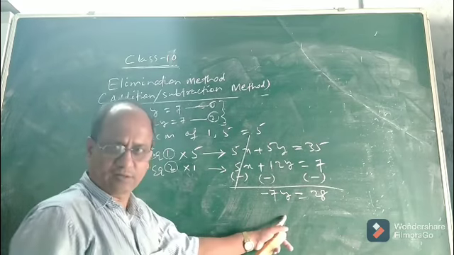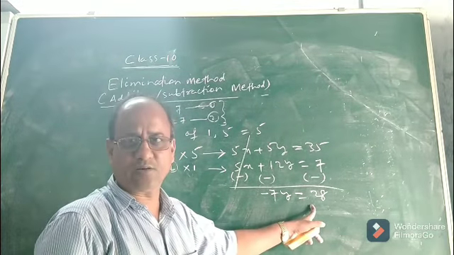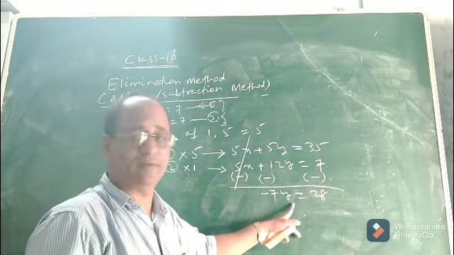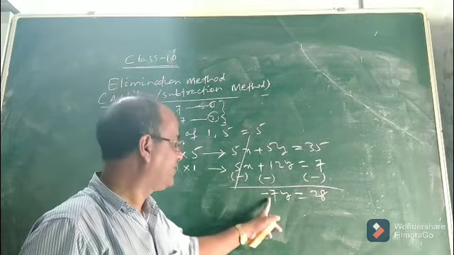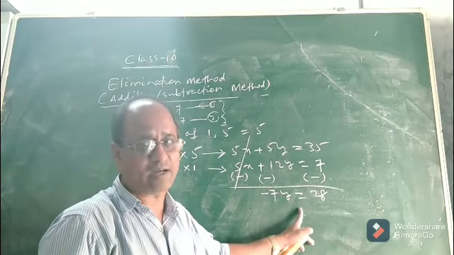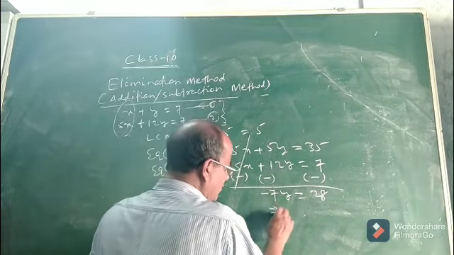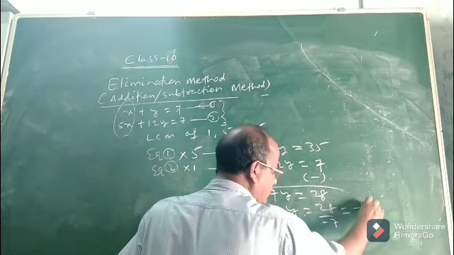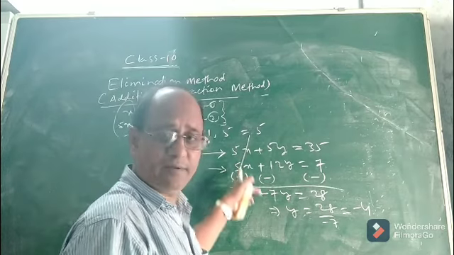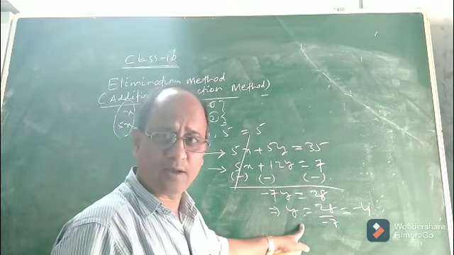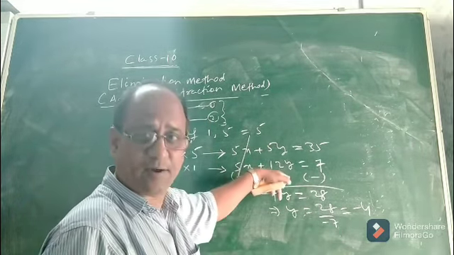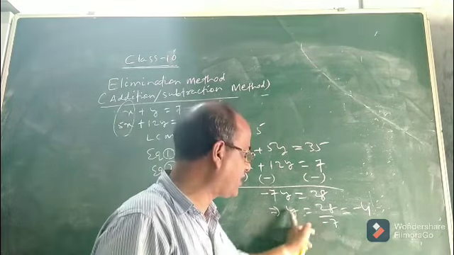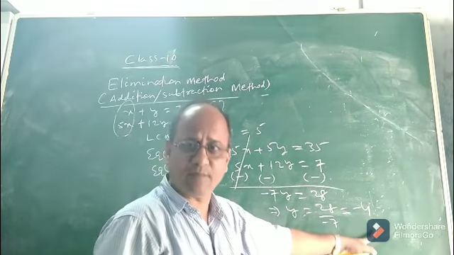Now see children, you got a linear equation in one variable. As you eliminated x, you got the value of y. When you eliminate x, you will get a linear equation in variable y, and you can easily solve it. So y will be equal to 28 by minus 7, which is minus 4. Since you had eliminated x, you got the value of y. Had you eliminated y first, then you would have got the value of x. Okay. So now I got the value of y. The value of y is minus 4.